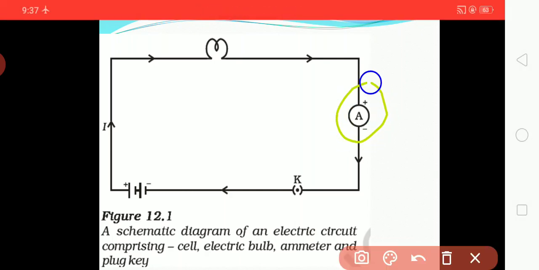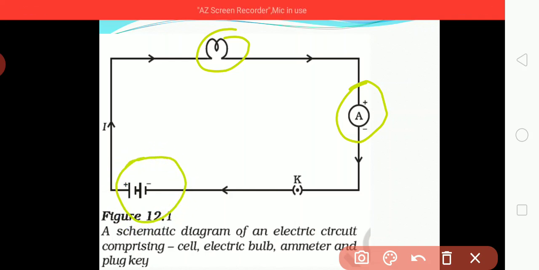Here you can see, what is this? This is a cell or a battery, because an electric charge is flowing, or a current is flowing. The electric bulb, you can see that. The ammeter is here. This is the battery or cell, this is the ammeter, and this is a plug key.